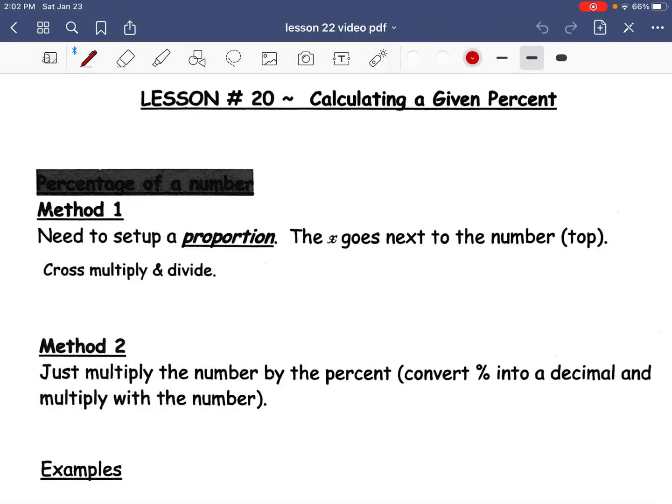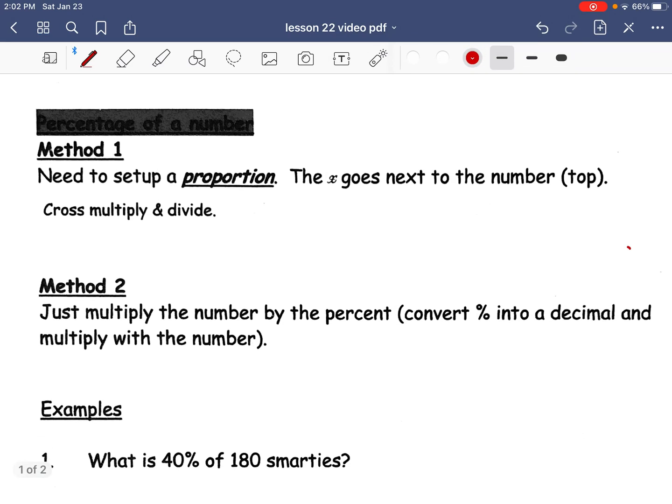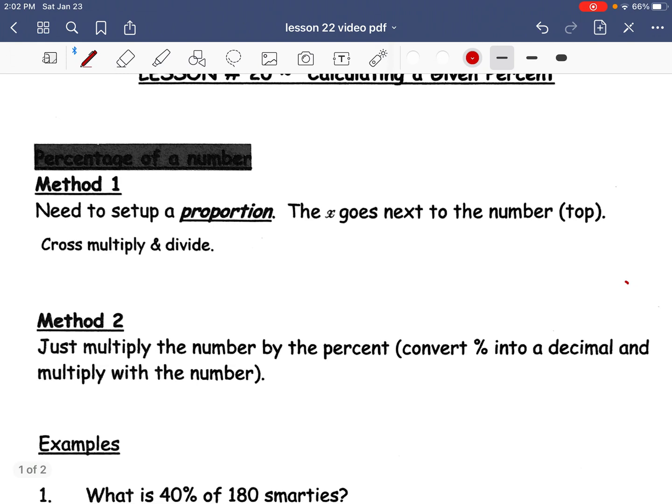Lesson 20, we're starting the percents chapter, and you're going to have a list of all kinds of different ways that you can solve proportions, which is actually percents also, but all depending on the kind of question and what it's asking. So we're going to start with method number 1. And method number 1 is talking about just percent of a number.